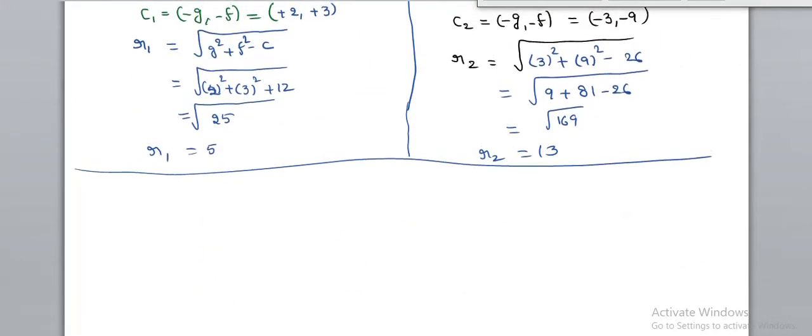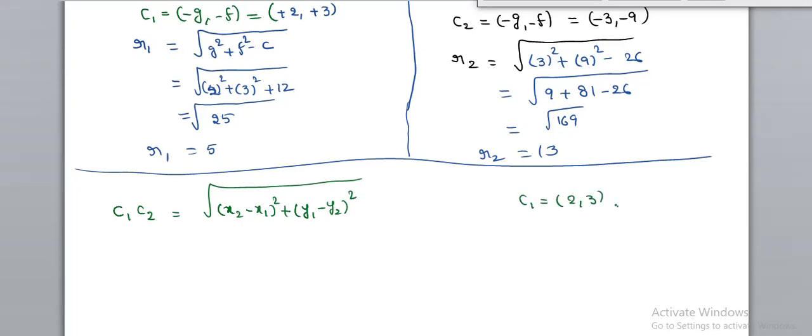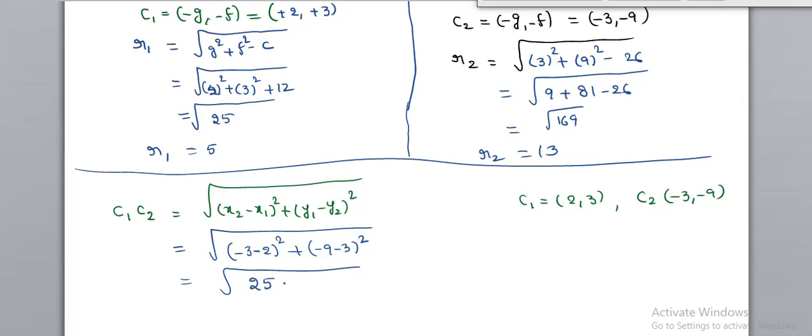So first, C1 C2. So distance of C1 C2 is square root of x2 minus x1 whole square plus y2 minus y1 whole square. So C1 value 2 comma 3. C2 value minus 3 comma minus 9. Square root of minus 3 minus 2 whole square plus minus 9 minus 3 whole square. So that is the value 25 plus 144 is equal 169. That is the value 30.